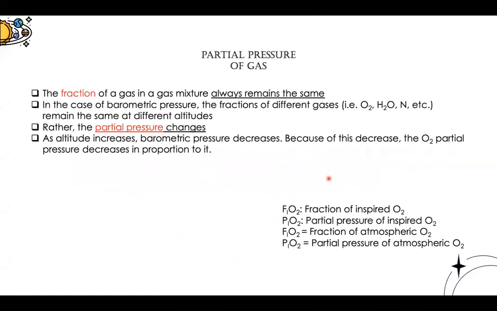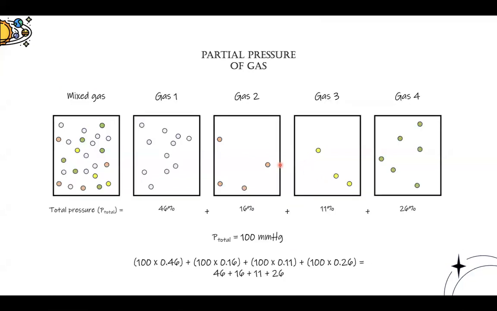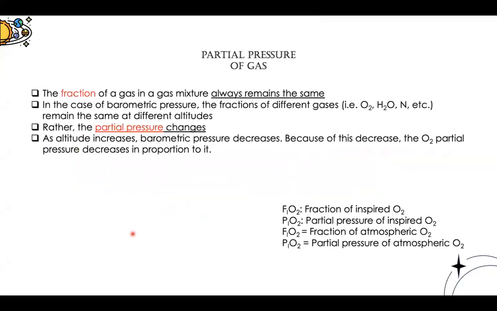Now this is a very important concept, and you need to understand this because Dr. Shams really emphasizes it. The fraction of a gas in a mixture always remains the same. So you see how even at 140, this was 46, this was 16, this was 11, this was 26. And even at 100, these values were the same. In a particular gas mixture, for example atmospheric gas, the fractions will always remain the same. It is the partial pressure that changes. We have oxygen, water vapor, nitrogen, a bunch of different gases, and their fractions are fixed, but their partial pressures can change if the barometric pressure itself changes, okay?